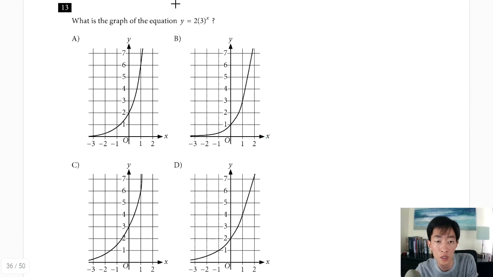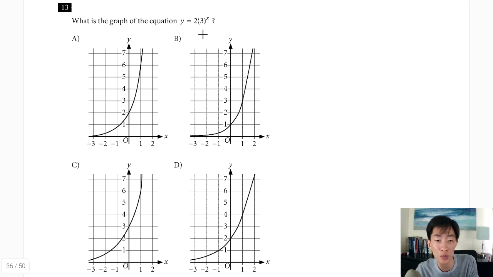Question 13, what is the graph of the equation y equals 2 times 3 to the x? So this is an exponential function, meaning when you have your x in the exponent, that's going to give graphs that pretty much all look like this. So how are we going to figure out which one matches that equation? We're going to use test points.